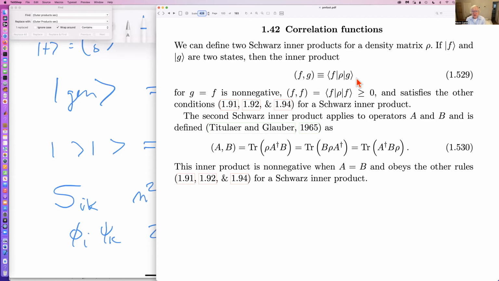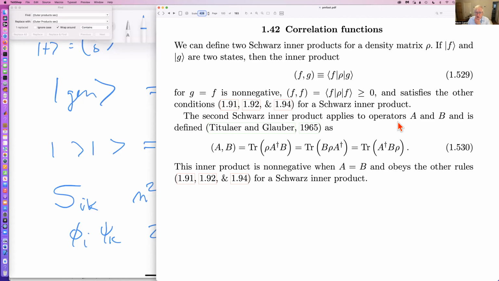One way of doing that is to say the inner product of F with G is just F rho G. And if F and G are the same, it's non-negative, and it satisfies the other conditions for a Schwartz inner product. This is not a general inner product.